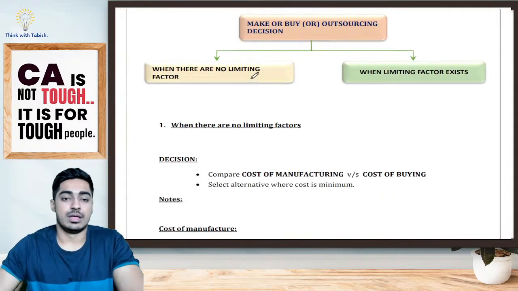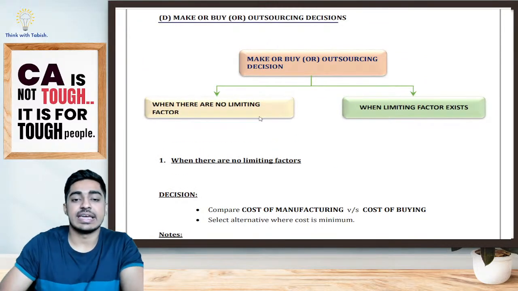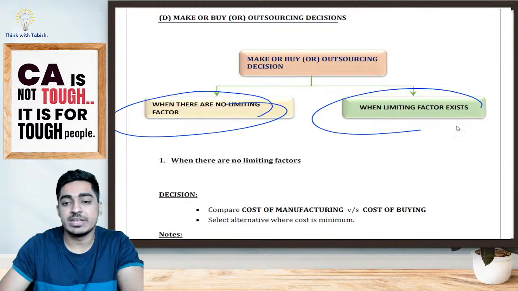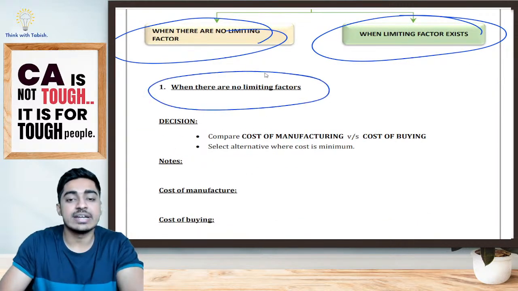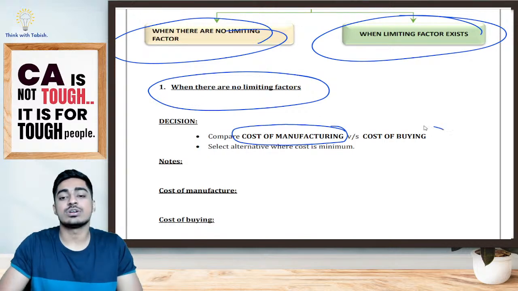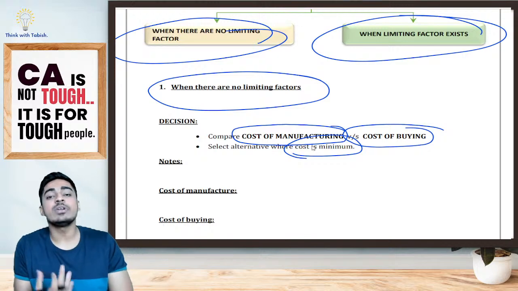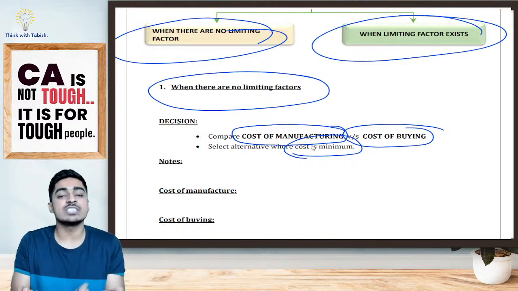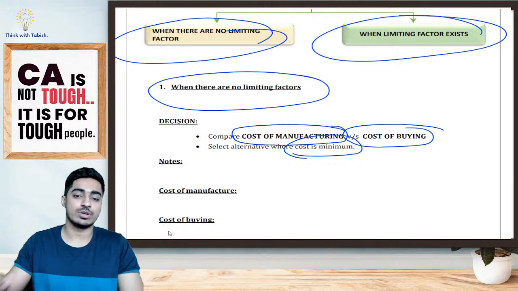Okay. Look at this. We have make or buy or outsourcing decision. Yes, again, two possibilities. If there is no limiting factor, if there is limiting factor. If there is no limiting factor, how do we take a decision? We see what is the cost of manufacturing, what is the cost of buying. Wherever cost is minimum, if cost of buying is minimum, we'll tell okay, let us buy. If cost of manufacturing is minimum, we'll tell okay, let us manufacture. Okay, wherever cost is minimum, that is what we are going to do.